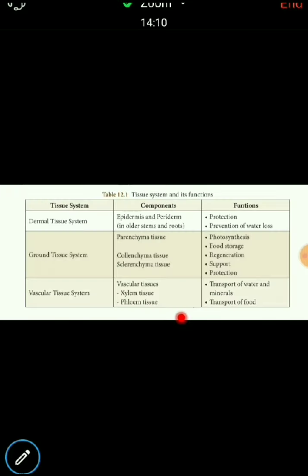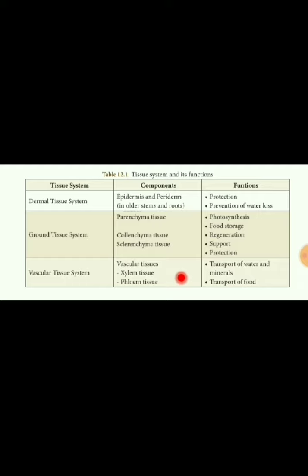We'll see about the function of these tissues with this tabular column. You can see parenchyma tissue is used for photosynthesis and food storage. So remember, the parenchyma tissue present in the ground tissue system is used for photosynthesis and food storage, whereas collenchyma is used for regeneration. Regeneration is nothing but when you cut a part, it will grow again. This mechanism is called regeneration. The third one is sclerenchyma tissue, which is used for support and protection.